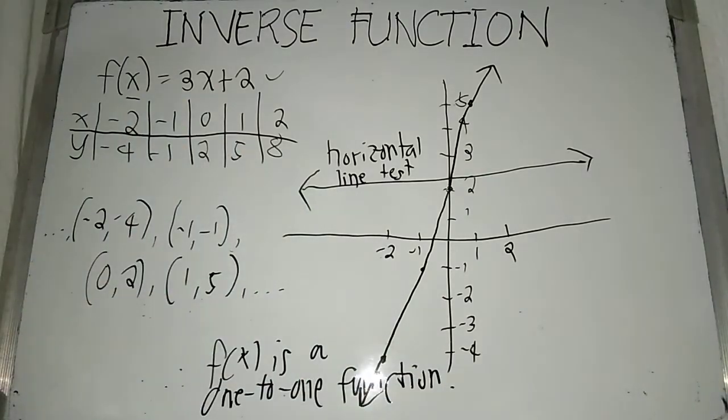So that's one of the primary goals or assumptions, that our function must be a one-to-one function so that we can find its inverse. Next, we are going to solve for the inverse function of the given one-to-one function.